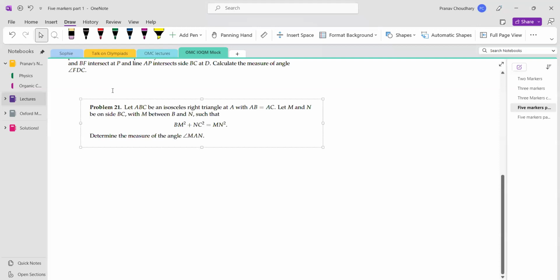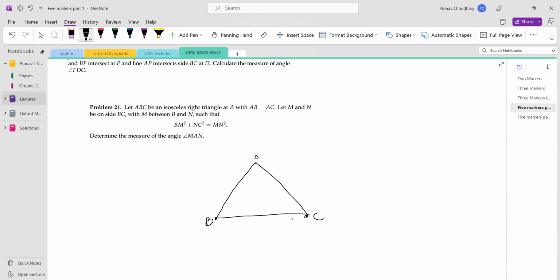I think this problem was on the hard side. So ABC is a triangle, right angle triangle at A with AB equals to AC. M and N are points on BC such that BM squared plus NC squared equals to MN squared. And we have to find this angle.